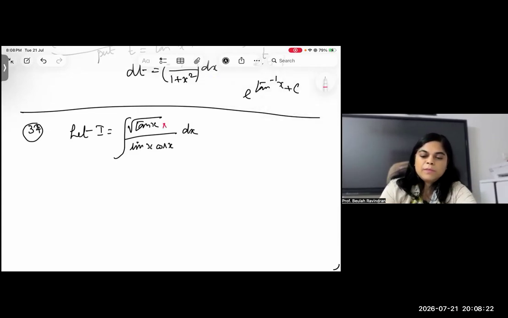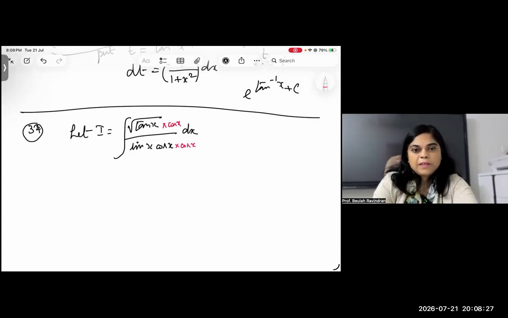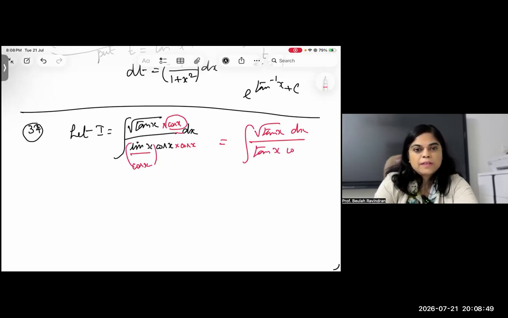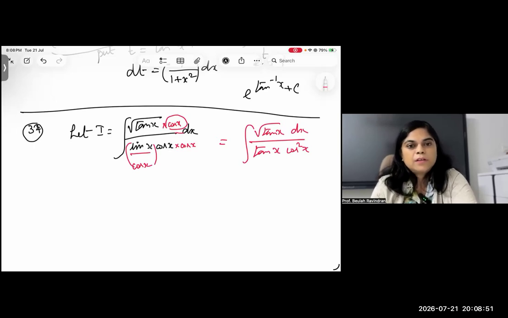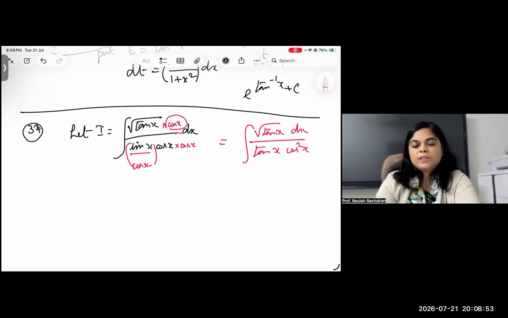Here you can multiply and divide by cos x. Then what will it be? If you bring this cos x to the downside, then here you'll get root of tan x into dx by tan x into cos square x, right? It's very simple. You can understand why I'm doing all these things.